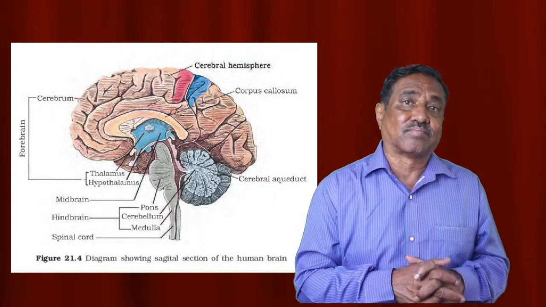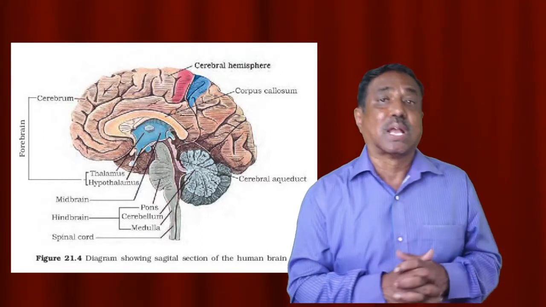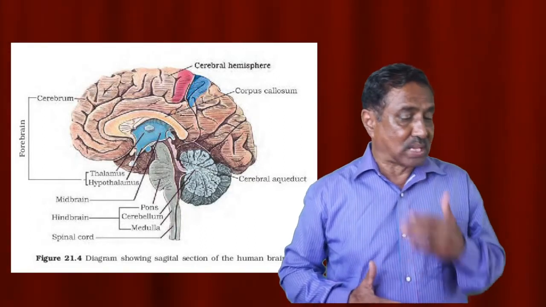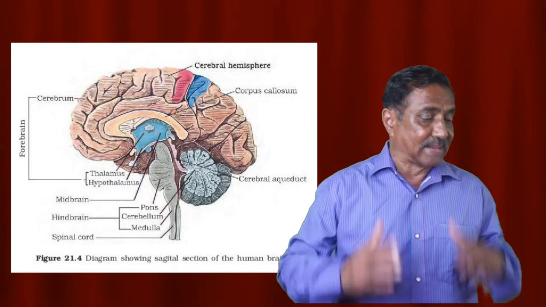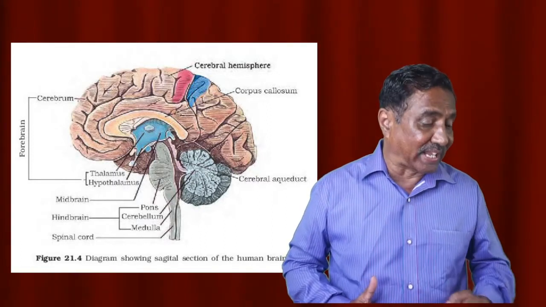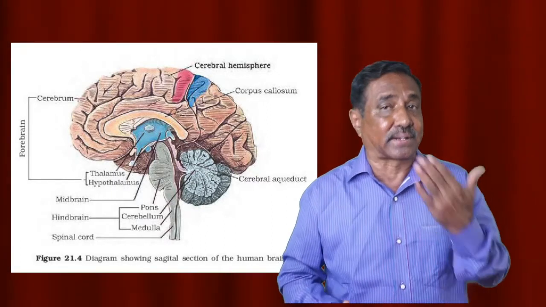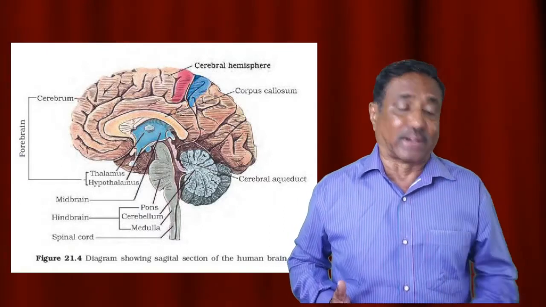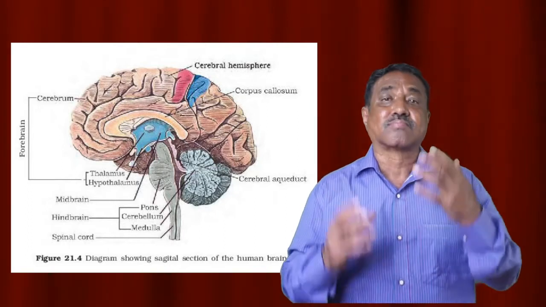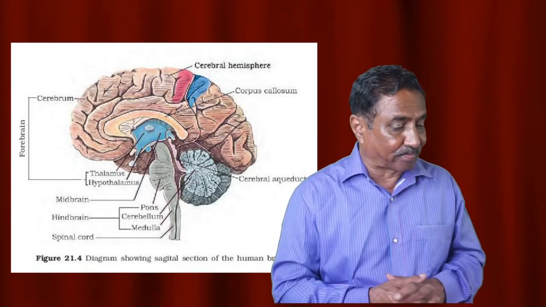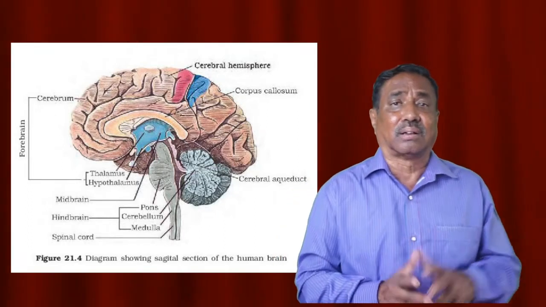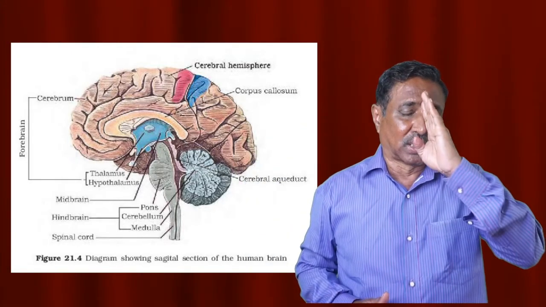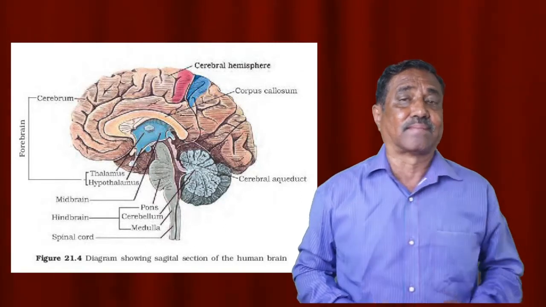In the inner region, hippocampus and amygdala form the limbic system. Along with hypothalamus, it regulates sexual behavior like excitement and sexual pleasure, and emotions like rage, fear, and all those things. So that is about the forebrain, which consists of cerebrum and diencephalon.